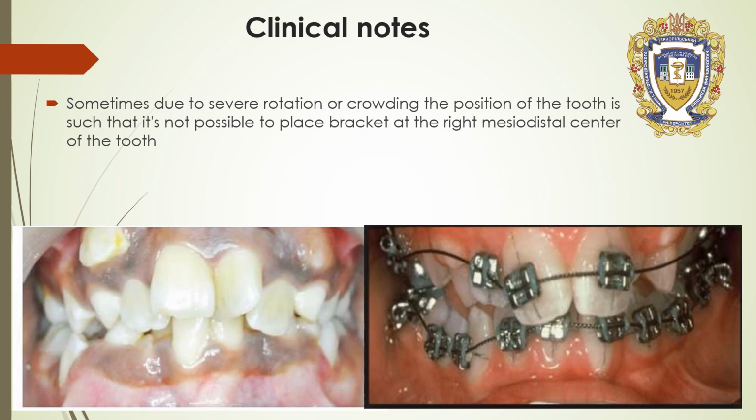Next clinical note. Sometimes due to severe rotation or crowding, the position of the tooth is such that it's not possible to place the bracket at the right mesiodistal center of the tooth. Clinical case. Patient has severe crowding of frontal teeth and tooth number 1 has a position where we cannot put the bracket classically, correctly.